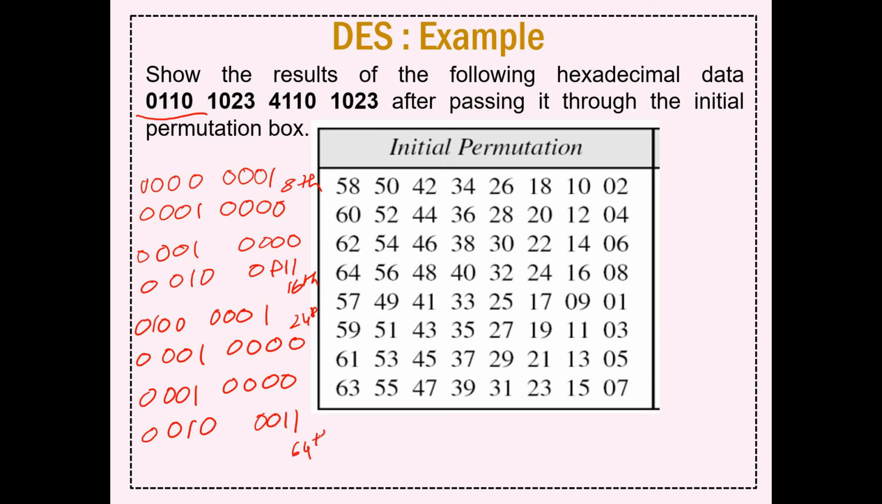64th is this one. So 60, it should be 0. How come it is 0? Oh, first bit I'm talking, yes. It should be 0, yes, correct. Next bit? Next bit is 50. What is my 50th bit? What is my 58th bit? Is 0.